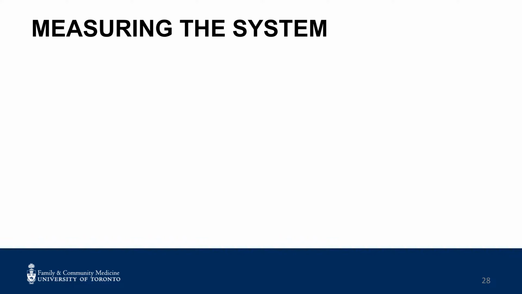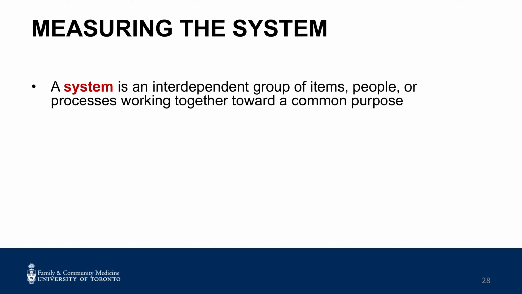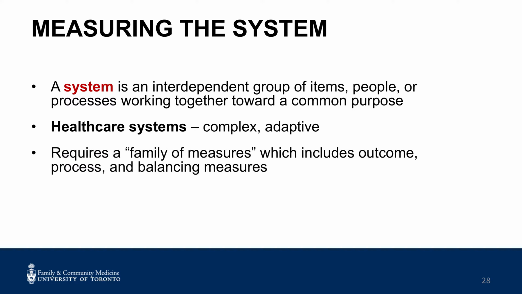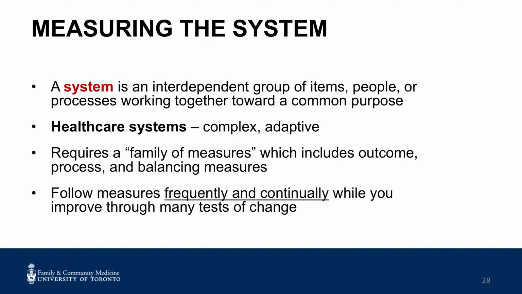When we reflect on measurement in QI work, we are reminded that we are measuring aspects of a system. Because a system is an interdependent group of items, people, or processes working together toward a common purpose, and because healthcare systems are complex, adaptive systems, we require a family of measures, which includes outcome, process, and balancing measures, and follow measures frequently and continually while we improve through many tests of change.